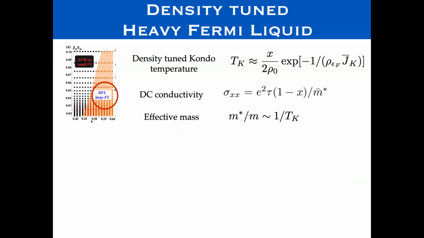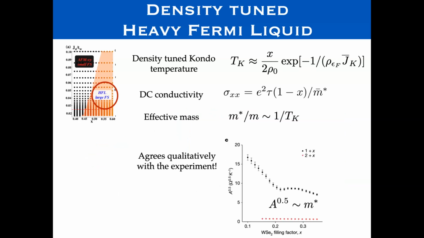Okay, so just to summarize this state, you have the density tuned Kondo temperature, and so that effective mass is going to be directly tuned by your density, and this qualitatively agrees with the experiment, though our Kondo temperature is basically too small. The comment I will come to later.